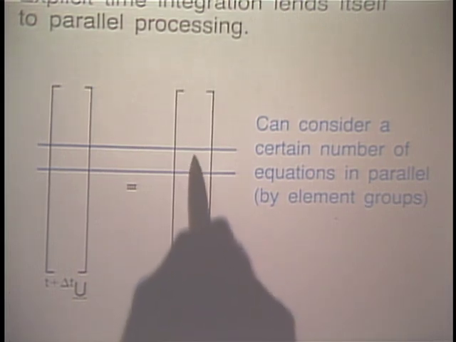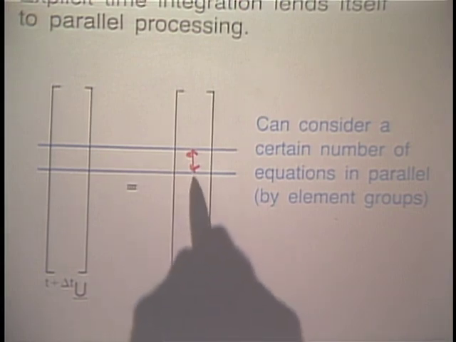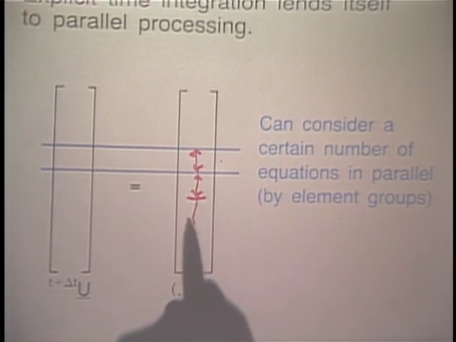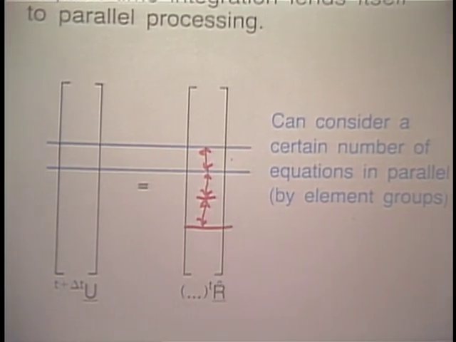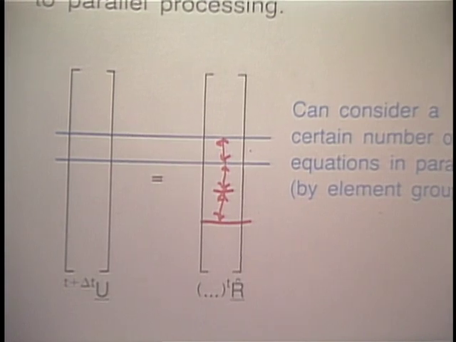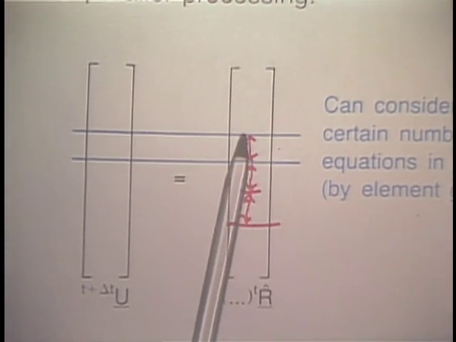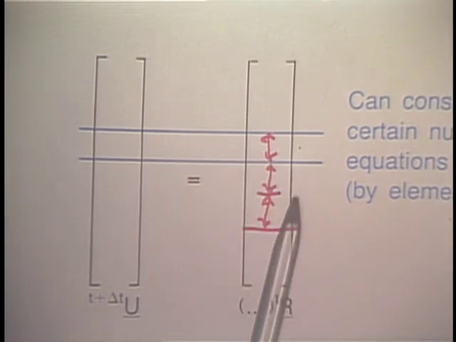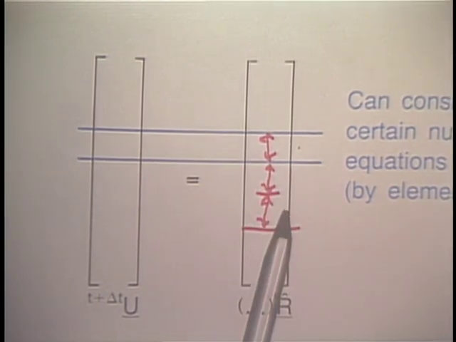We might want to calculate these entries here at the same time as we calculate, say, these entries, where this is here a particular element group, and these are the entries corresponding to an adjacent element group. And these are the entries corresponding to another element group. So we can, in other words, in parallel process all the information that goes in here, that goes in here, and that goes in here, and so on.